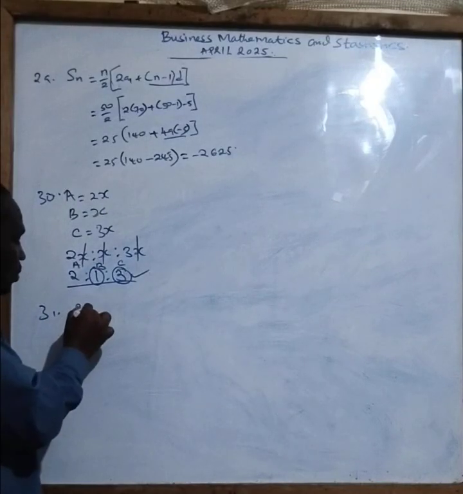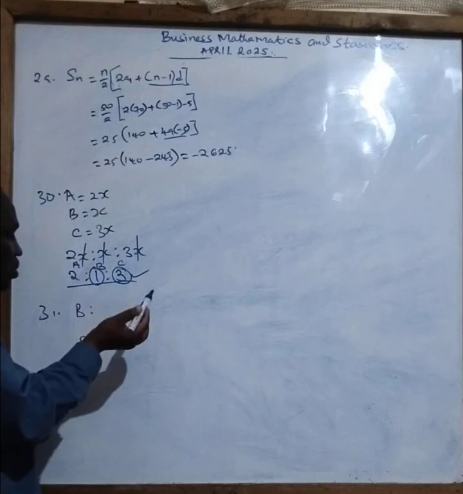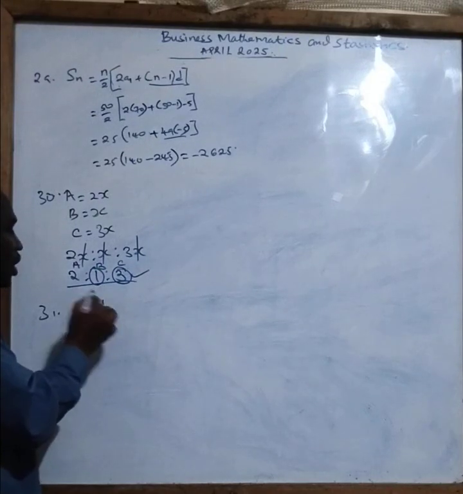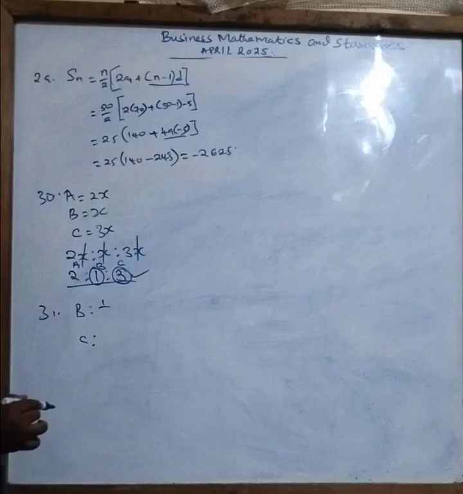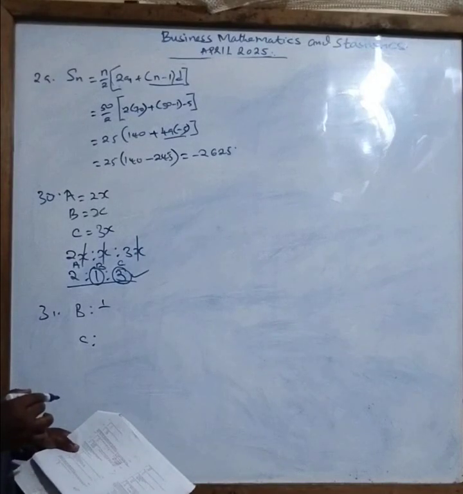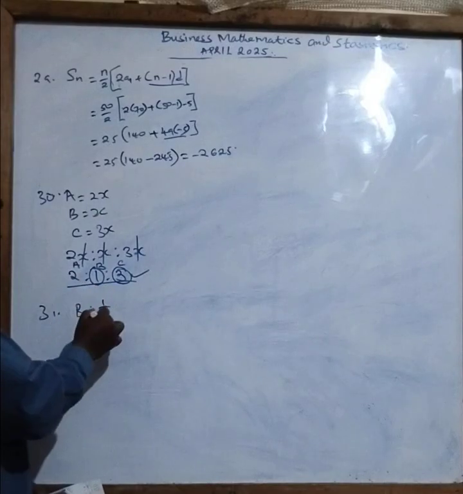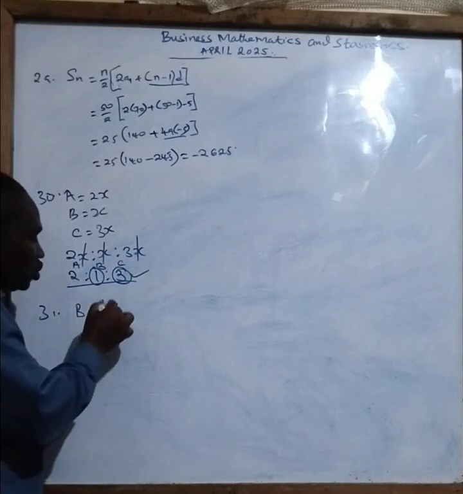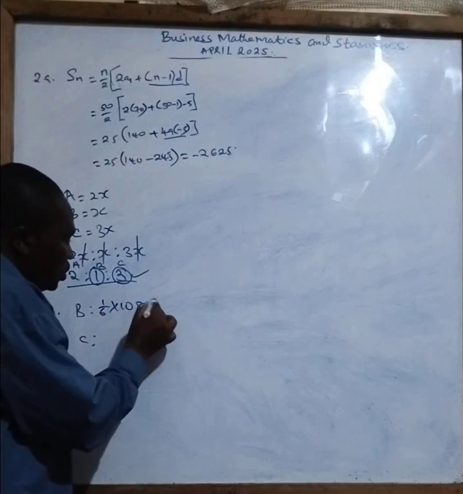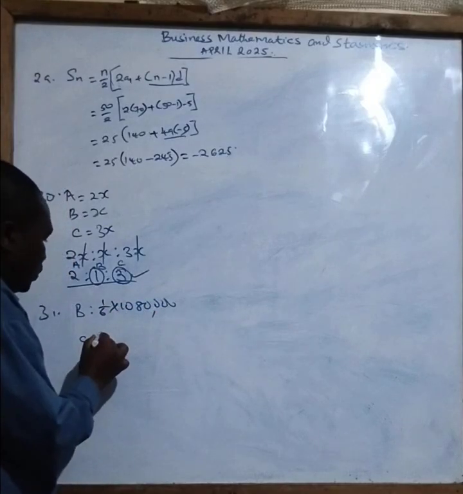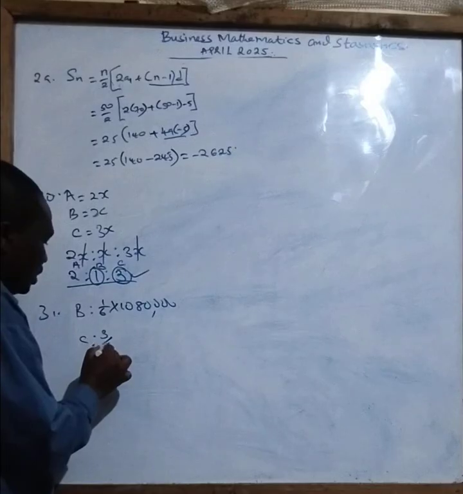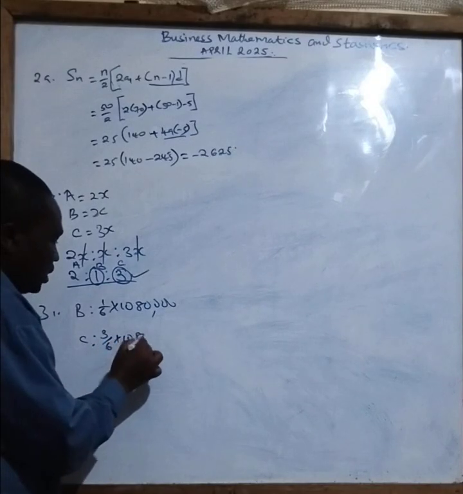So partner A will be removed. Partner B will be 1 over the total. What is the total here? The total here is this plus this, that is 4 plus 6 is 6. So 6 times the total amount that was contributed. Then this one will be 3 over 6 times 1080.